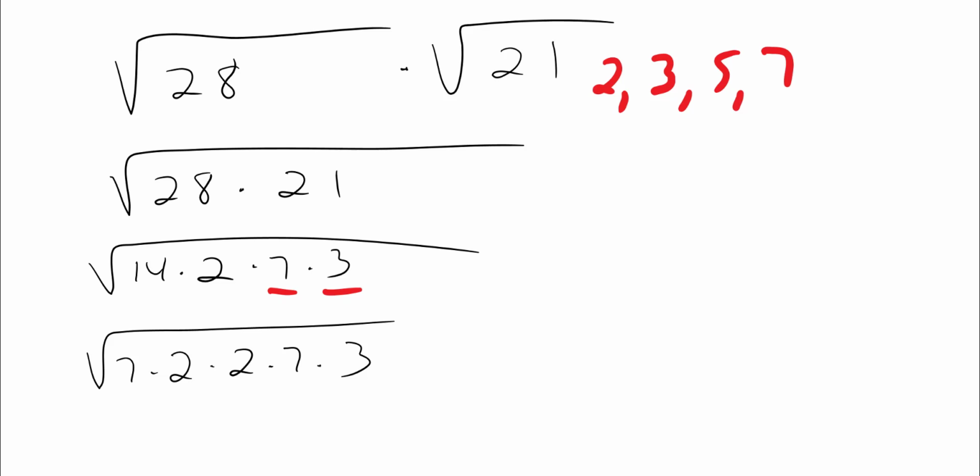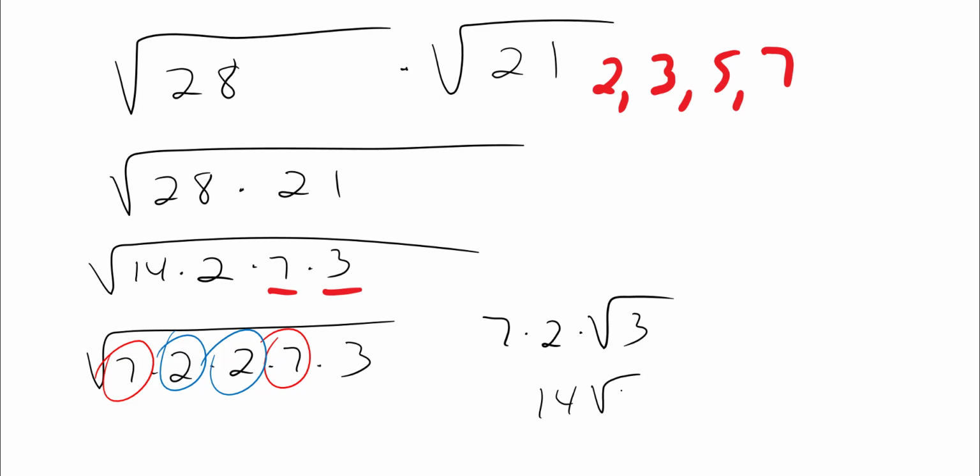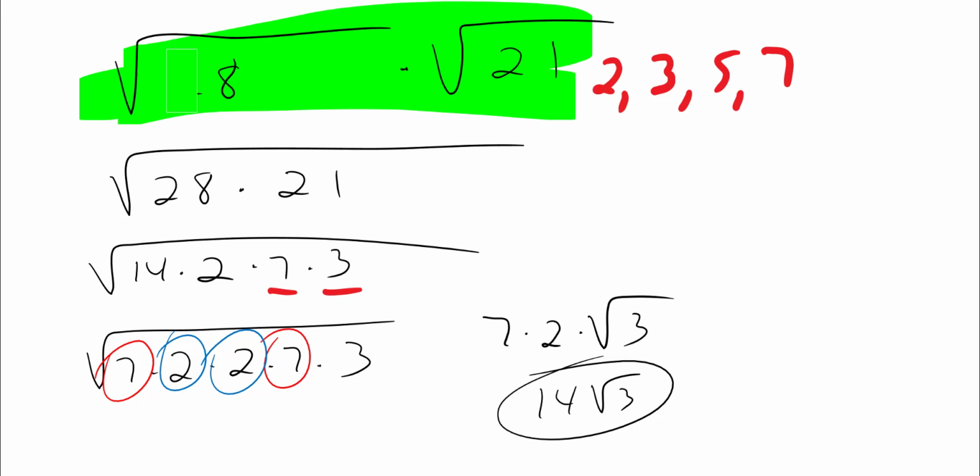So if you notice, I have a pair of 7s and I have a pair of 2s. So that comes out, 7 comes out, 2 comes out, and I have a 3 left over. So my answer is 14. 7 times 2 is 14 root 3 for that nasty problem, that original problem right here. Okay, 14 root 3. It's pretty easy. So sometimes, I mean, you can multiply together. If you would have said 28 times 21, you would have done, I'm just going to do my calculator, 28 times 21, you would have gotten the square root of the 588.